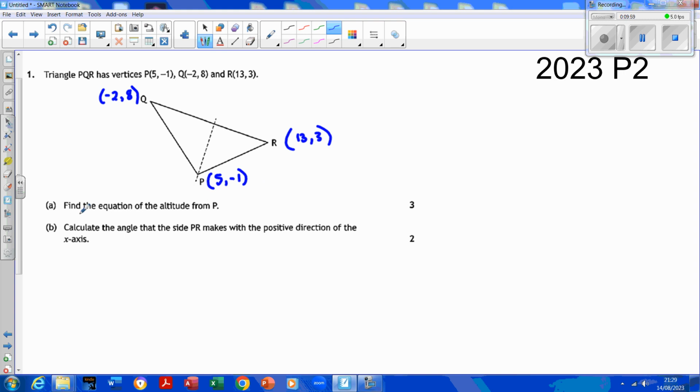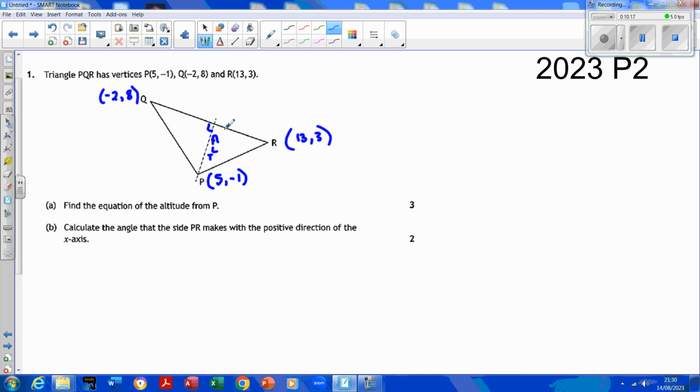So we want to find the equation of the altitude from P. So there's the equation, there's the line, the altitude is coming from P. The definition is for an altitude, we'll put a wee LT in there for altitude, it meets the opposite side at 90. When you take an altitude, it's like taking your height.